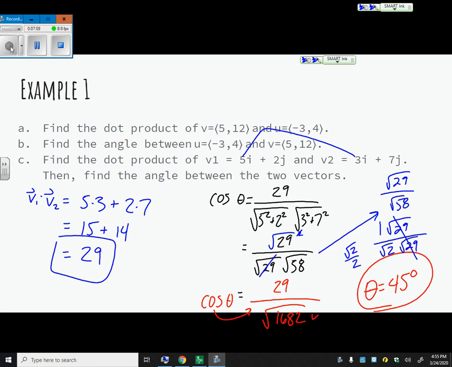Lo and behold, if I take cosine inverse of the square root of 2 over 2, yes indeed, it gives me 45 degrees. I say all that to let you know, you don't have to worry about simplifying it. I can get the 45 degrees this way, or if I do simplify it, sometimes good things happen and I can double check myself. Okay?